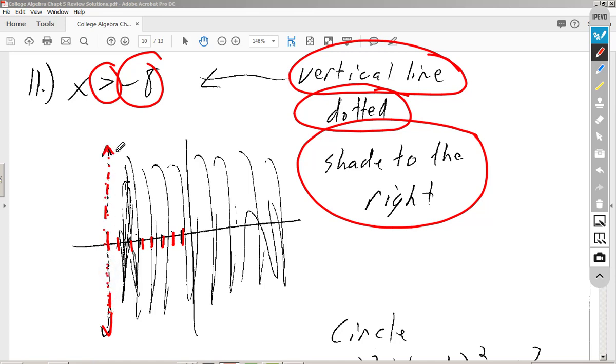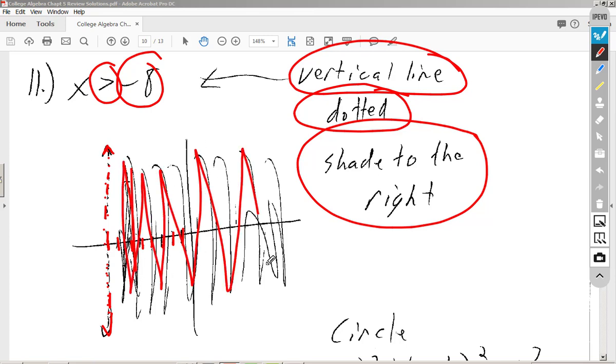And since x is greater than negative 8, that means I'm shading to the right. And so that's what your graph would look like.